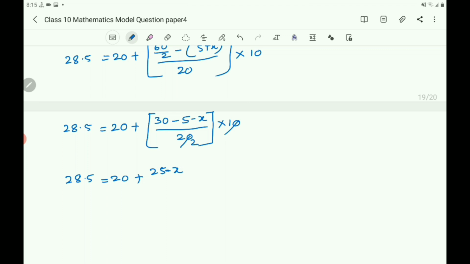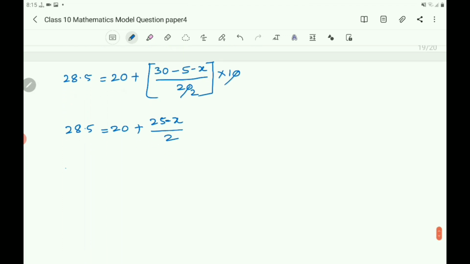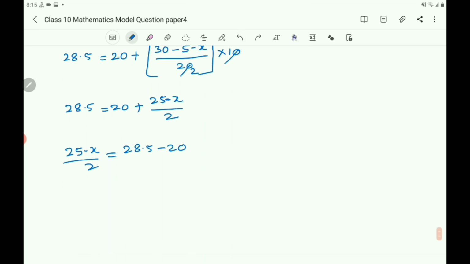10 ones are 10, 10 twos are 20, you will get 2. Then you take the LCM, that is 28.5 equals, the LCM is, or otherwise you exchange LHS and RHS, because here we have to solve for x. Then you write 25 minus x by 2 equals what? 28.5 minus 20. So here you shift this, transfer this.